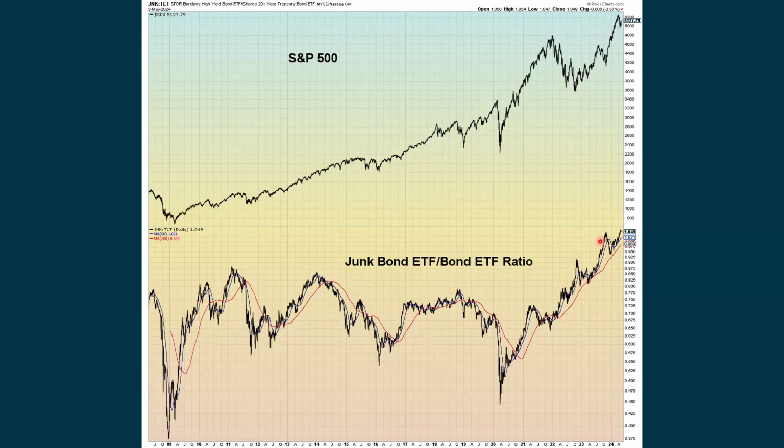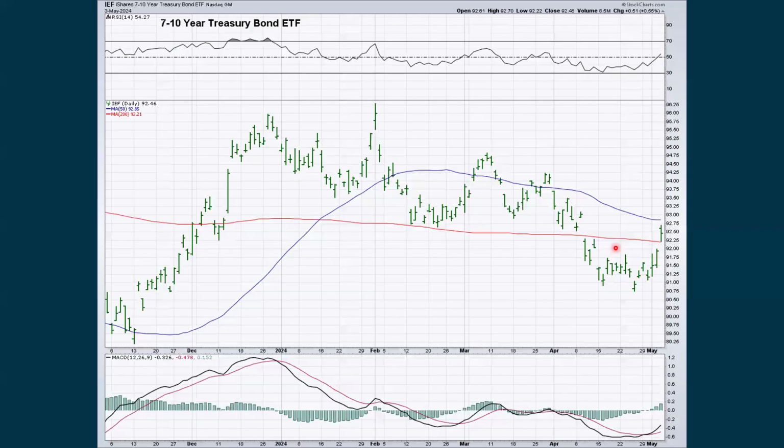So then folks get out of the junk bonds, which are riskier. They get into government bonds thinking that they can lock in a good rate for a long period of time, only to have that scenario dashed. And then we turn around and people are getting back into junk bonds again. Well, that's kind of what we're still seeing right here.